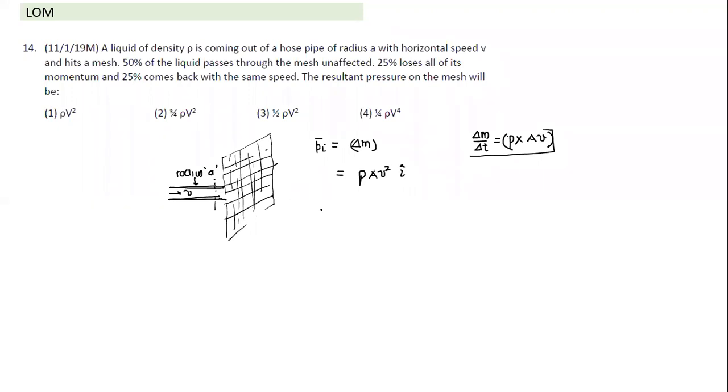Then to find the final momentum, it's given in 3 parts, right, sir? Yes. So let's mark this figure here. This is my initial momentum. The initial momentum direction is okay, so plus minus sign is enough. The initial momentum is rho AV square.